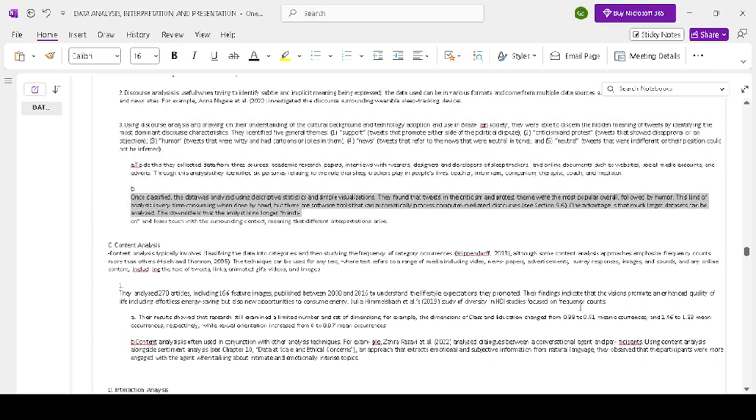Once classified, the data was analyzed using descriptive statistics and simple visualizations. They found that tweets in the criticism and protest theme were the most popular overall.